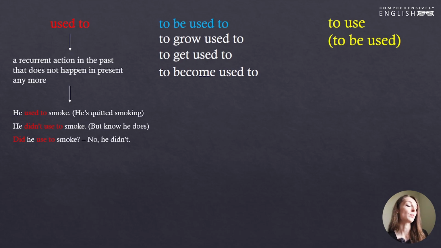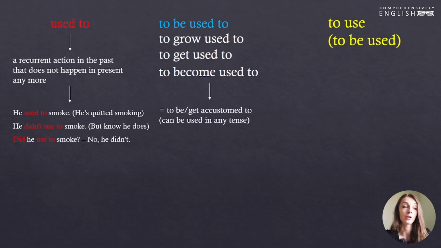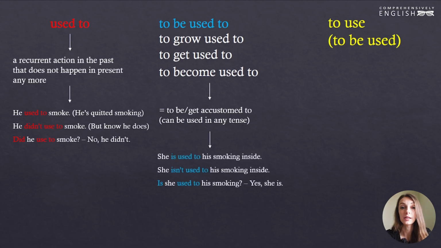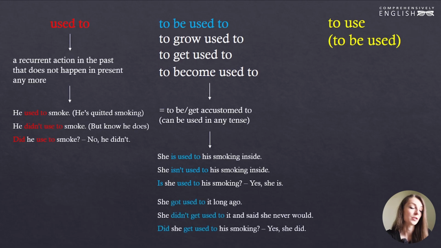He didn't use to smoke, but now he does. Did he use to smoke? No, he didn't. To be used to, grow used to, get used to, become used to, means to be or to get accustomed to something. Can be used in many tenses, as we have seen. She is used to his smoking inside. She isn't used to his smoking inside. Is she used to his smoking inside? Yes, she is. And another set of examples.